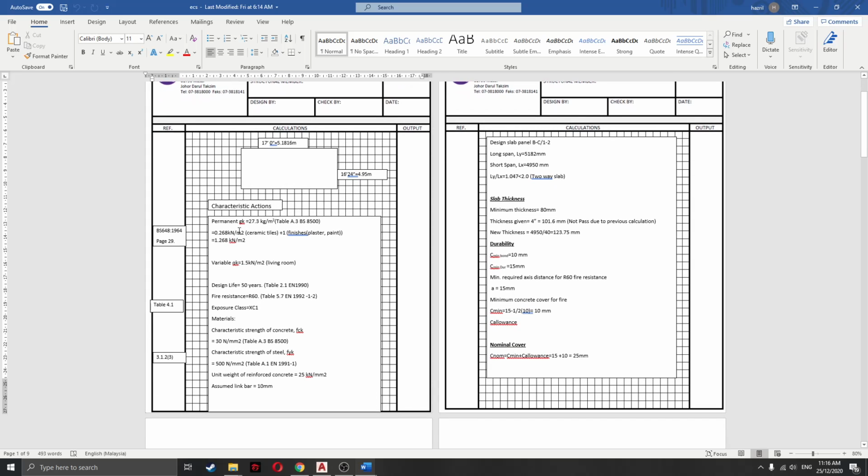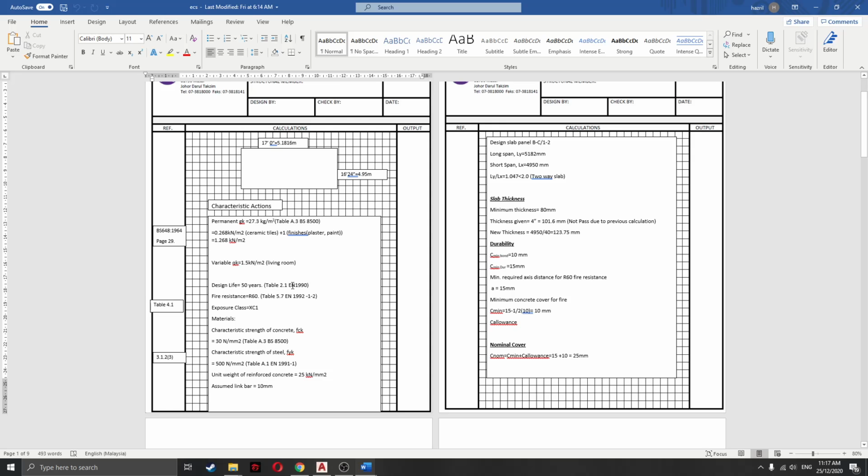Then first we need to find permanent GK. I get 27.3 from table A.3 PS 8500. 0.268 kilonewton ceramic tile from this. So my variable is 1.5 kilonewton because it's living room.